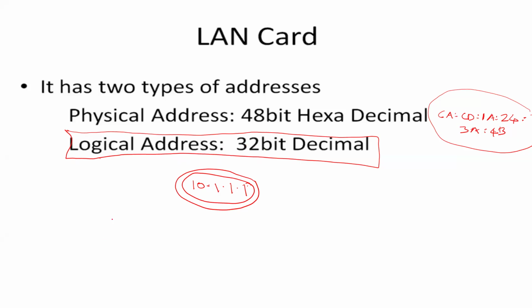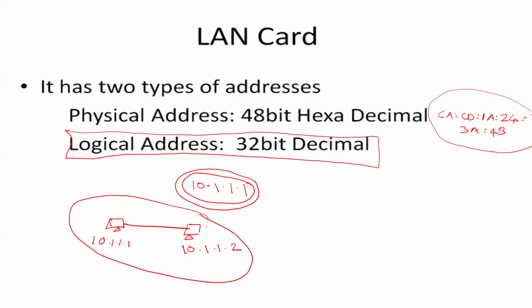We give IP addresses to the devices according to our needs. Suppose we have two PCs here, and we connected both together, and we have an IP address of 10.1.1.1. We have another IP, 10.1.1.2. So these can communicate with each other by using this IP address.